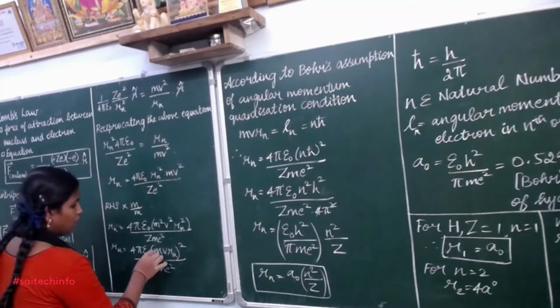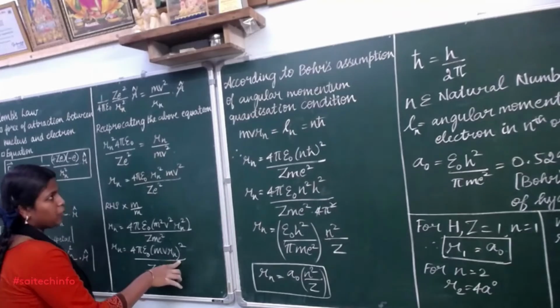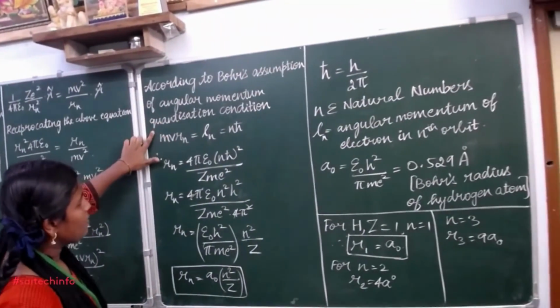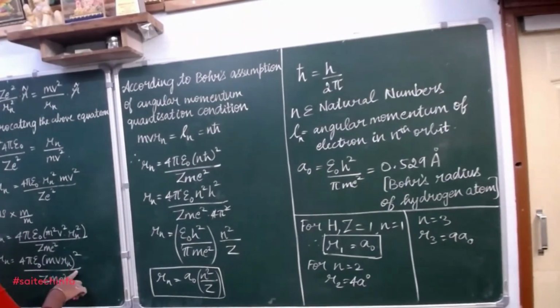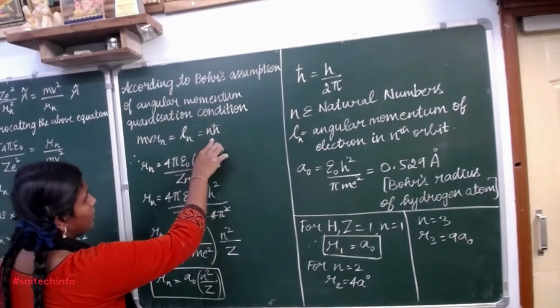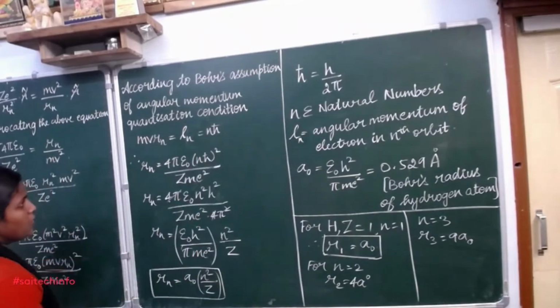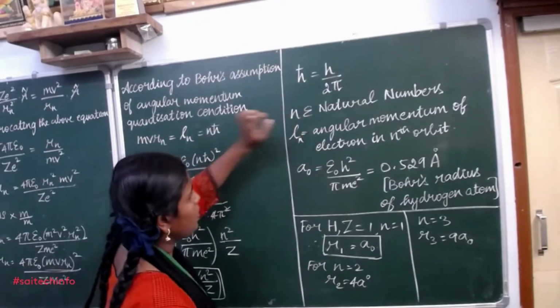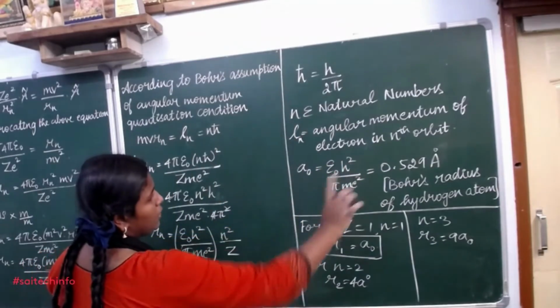Here m v Rn is the whole square. Why have we put that? Because according to Bohr's assumption, the angular momentum quantization condition, m v Rn is equal to Ln, which is nothing but angular momentum. We can otherwise write it as n h cut, where h cut is h by 2 pi and n is a natural number. Ln is the angular momentum of the electron in the nth orbit.